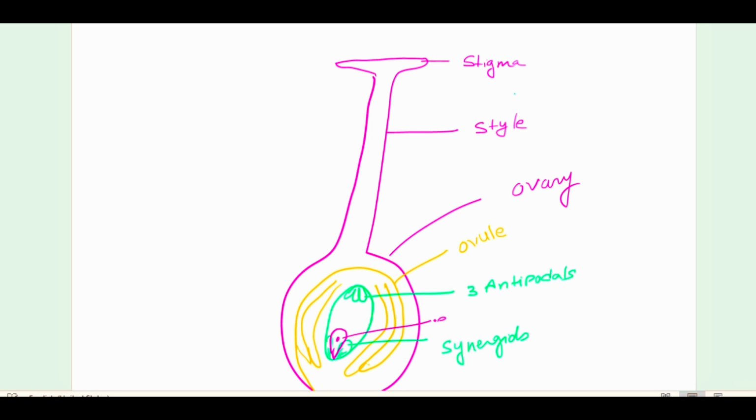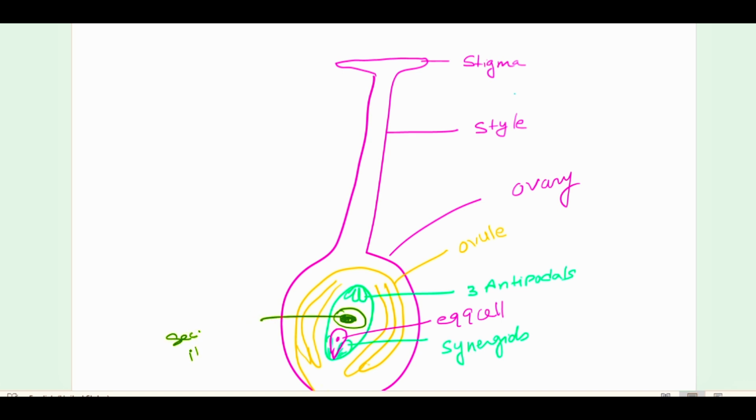In the center, there will be the presence of two polar nuclei. Initially, the two polar nuclei are present inside a single cell, which is the central cell. So this is the central cell, and these are the two polar nuclei, which will ultimately fuse to form a structure which is called as secondary nucleus.